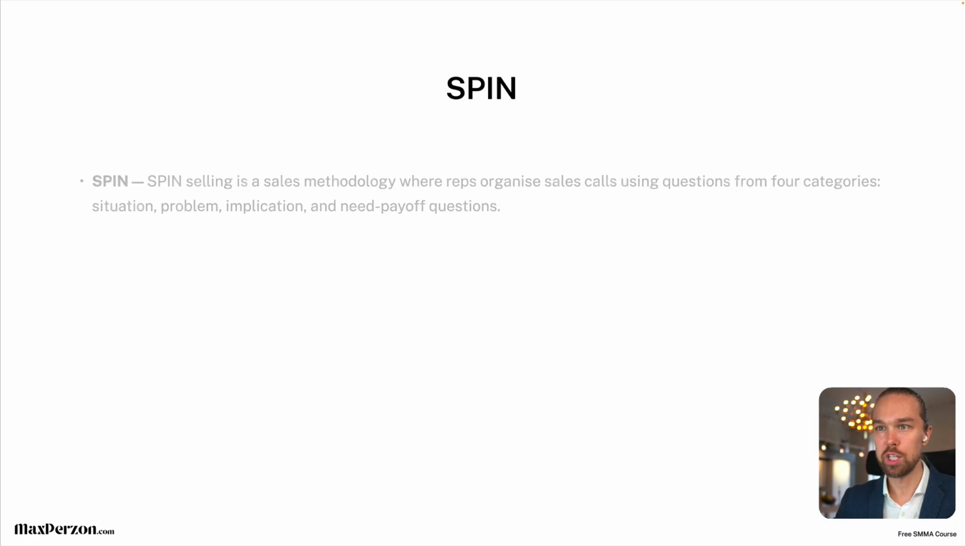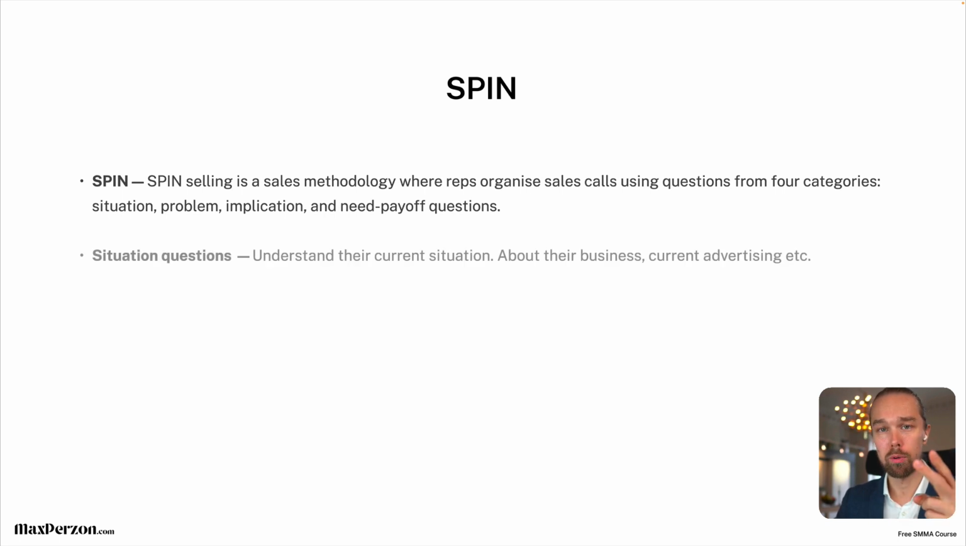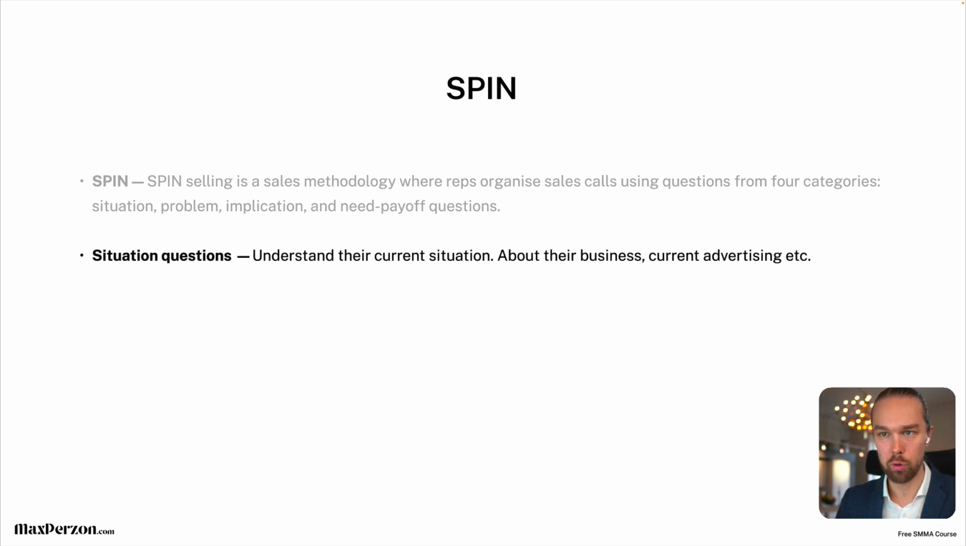So SPIN, let's talk about SPIN some more. SPIN selling is a sales methodology where reps organize sales calls using questions from four different categories. We have situation questions, problem questions, implication questions, and need-payoff questions. Situation questions are basically questions that you use to understand their current situation, about their business, current advertising, etc.